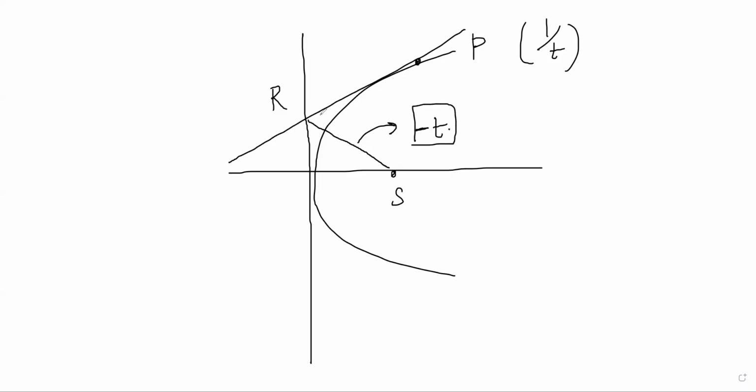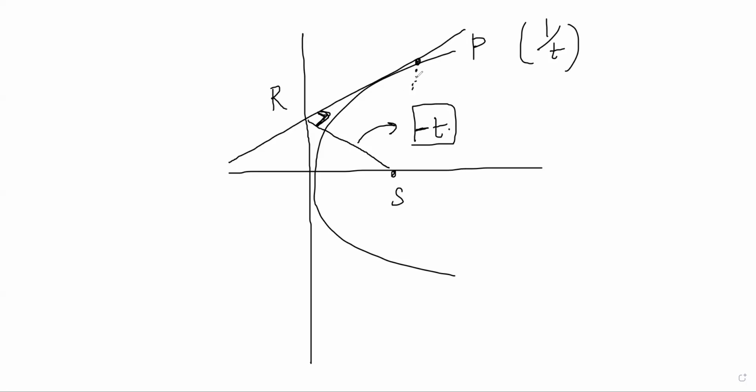that if you have the tangent at the vertex like this, and a tangent at a random point P, the slope of the tangent was 1 by t. And if you join S to this point R, the slope of this line comes out to be minus t. So that means this angle is 90 degrees here. And that property is usually stated in different ways.